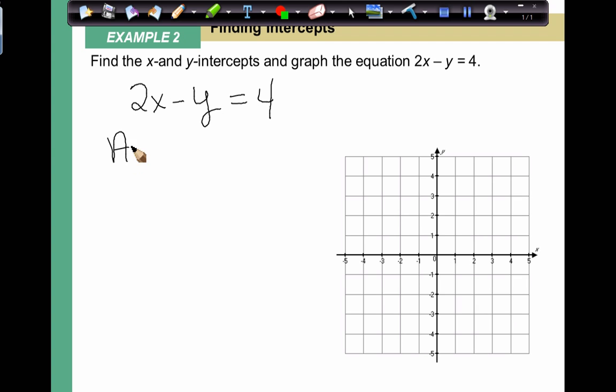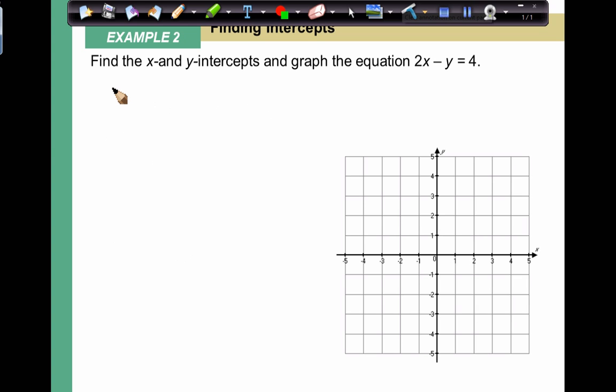Okay, a would be 2. This is the coefficient attached to the x. B would be -1. It's the coefficient attached to the y. Remember there's a 1 here that we don't write. And c, the constant term, would be 4. Okay, great. And it says find the x and the y intercepts and graph.